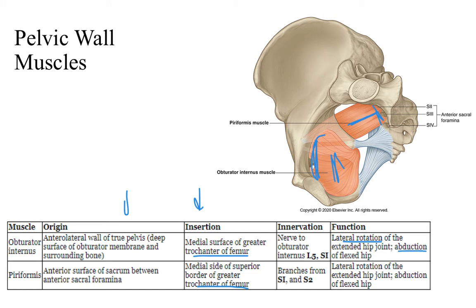So if you flex your hip, bring your knees up towards your chest, and contract that muscle, it will allow you to abduct your hip away from your body. All right, and that has to do with the angle at which the piriformis as well as the obturator internus muscle are in relation to the bone. So in lab, we can demonstrate how that works and what that might look like.